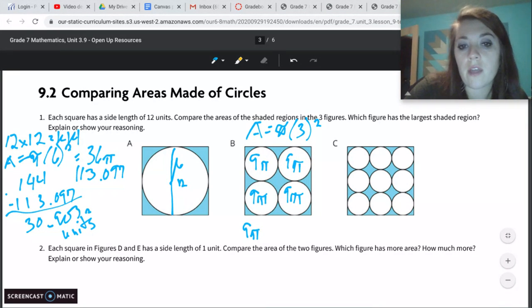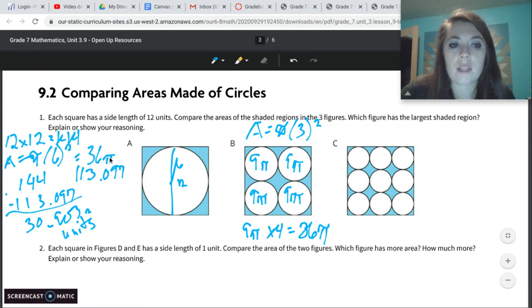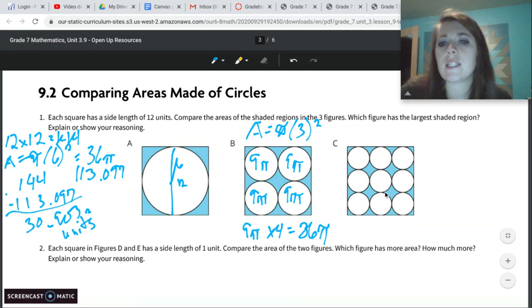If we add all those together or take 9 pi times 4, what do we get? 36 pi. Now, is that not the same thing that we got over here for our 1 circle? Yeah. So once again, in this one, the amount left over, the shaded region, is 30.903 units squared. So it's the same for this. So let's take a look at C.